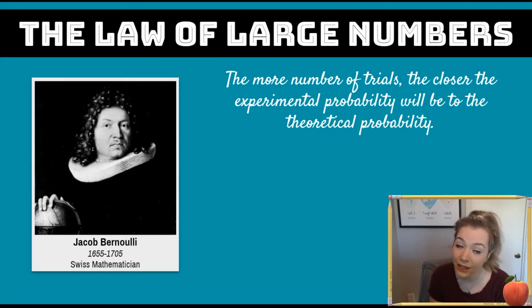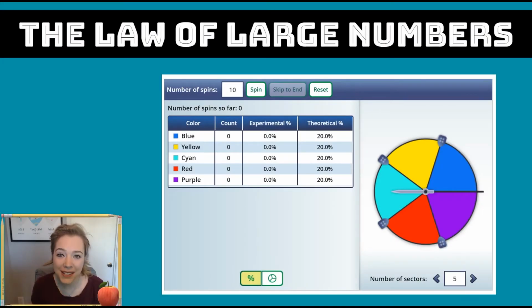So today we're going to take a look at this law in action, and we're going to use a spinner to see how close we can get those probabilities together. Here I have a spinner with 5 sections, and each of those sections is the exact same size, so they all have the same probability of being spun, which is 20%. So what we would expect is that 20% of the time we would get each of these colors. Now let's start with a low number of trials. Let's start with 10 and see if that experimental probability is close to what we expected with the theoretical.